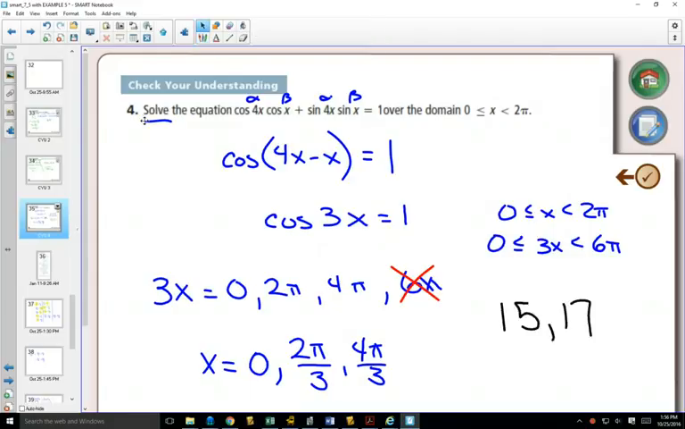So the questions you can do for this one are 15 and 17. And the questions you can do for pi over 12 are number 7. And I believe that is it. Number 7 for the pi over 12s.